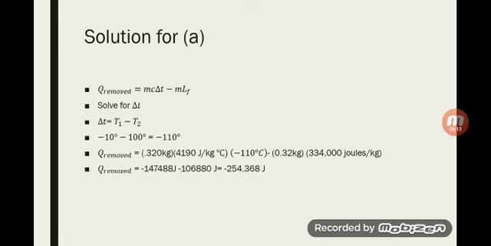Now, it's negative 254,368 because we're trying to find the amount of heat that has to be removed from 100 degrees Celsius steam to make it negative 10 degrees Celsius ice. We're using latent heat of fusion because its state of matter has been converted from steam to ice.